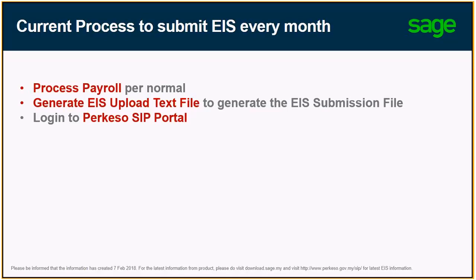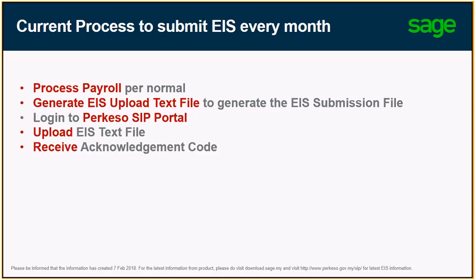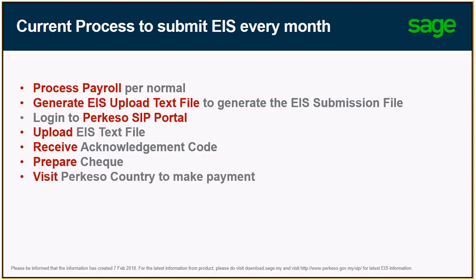Then once you have extracted it, for the Perkeso ASSIST portal, remember the requirement, you have to register to get the login ID and password. Then as employer, there's the option for you to upload this EIS text file. Once you receive the acknowledgement code, print this acknowledgement code for your reference. Then when you're ready to make payment, you prepare a cheque amounting to the same as the total in your EIS text file. Then you visit the Perkeso counter to make payment, and they will issue a receipt for you.